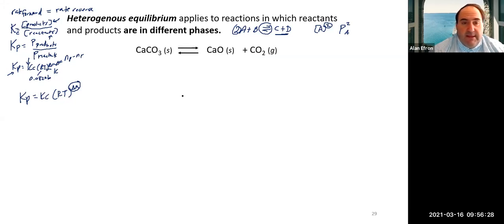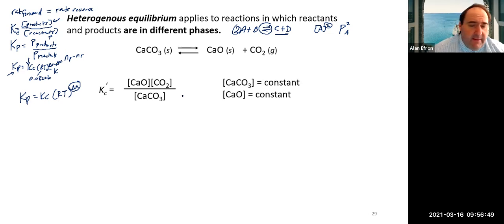If we look at something like calcium carbonate that breaks apart into calcium oxide and carbon dioxide, we have some solids, we have some gases. If we just take the approach of writing our equilibrium expression like we did before, where we take products over reactants, we will end up with this expression. The problem with this expression is we have a couple of solids here.